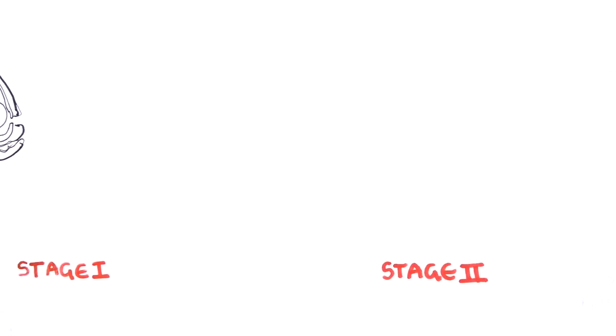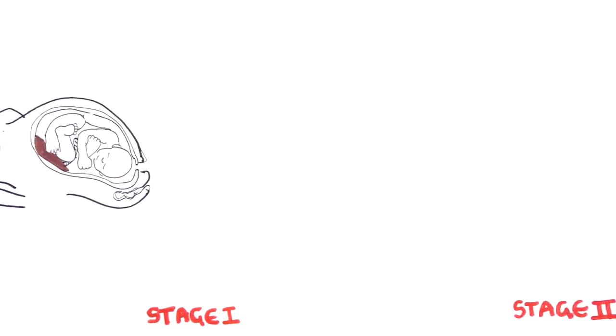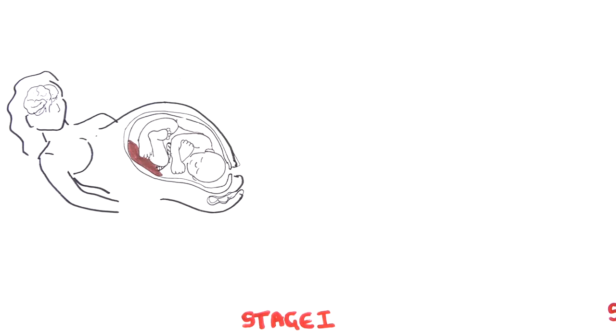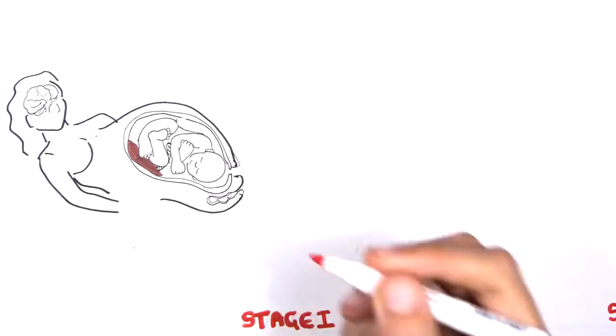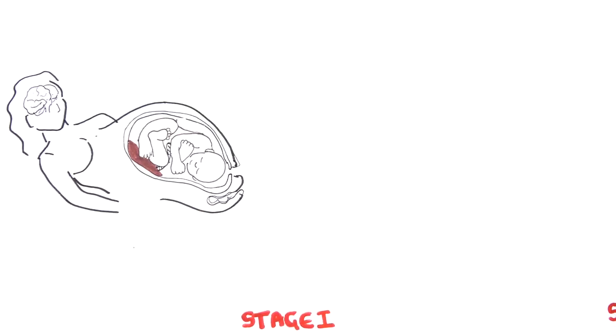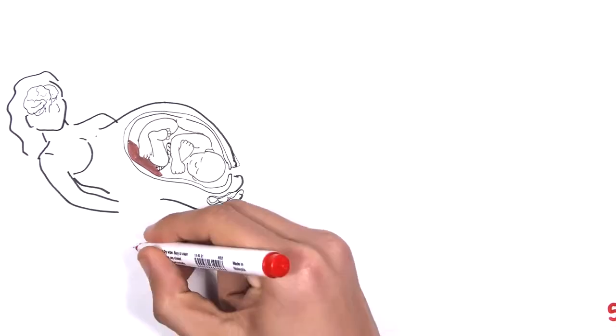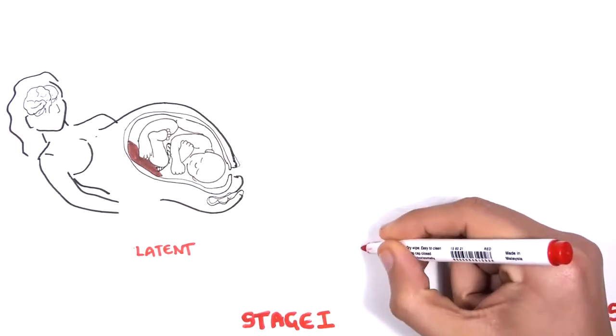Now remember, labor is divided into 3 stages. Stage 1, Stage 2, and Stage 3. Now let's just say a woman is going into labor. She's about to deliver. What is happening? Well, she will enter Stage 1 of labor. Stage 1 of labor can be divided into 2 phases. The latent, also known as the initial phase, and the active phase.